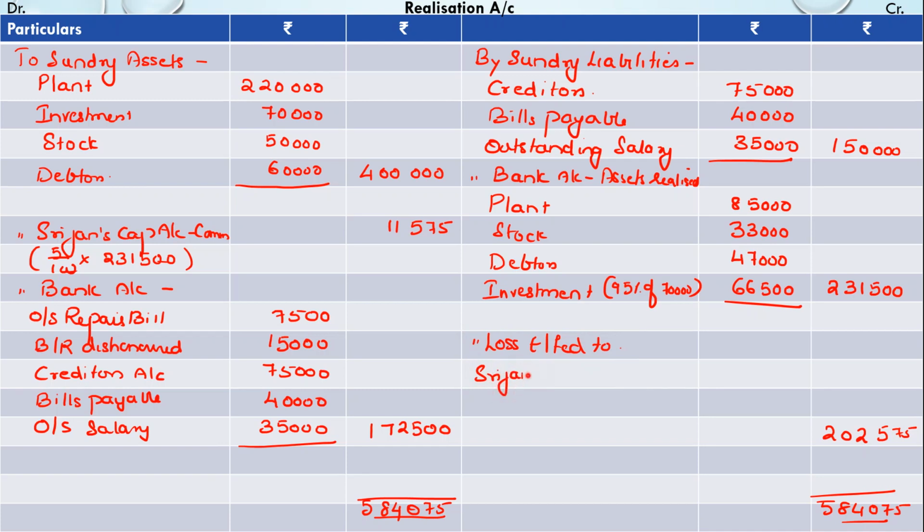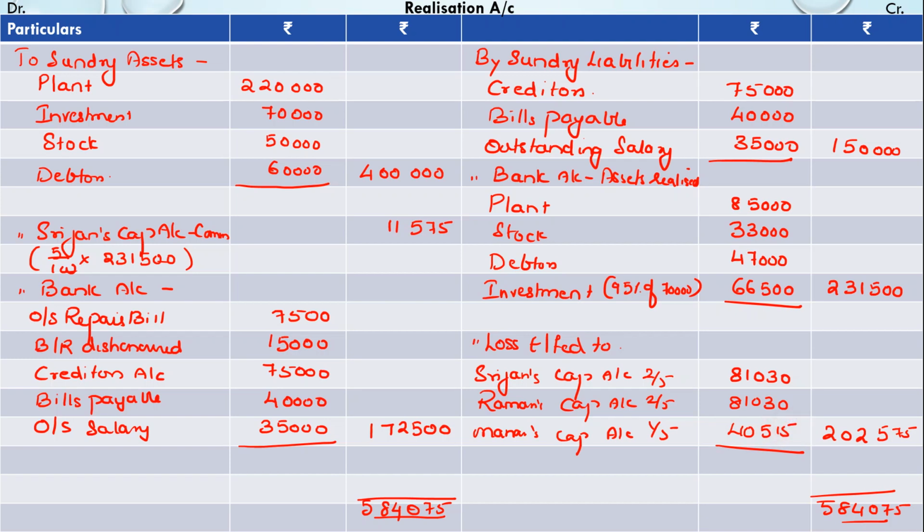So that would be by loss transferred to the partners' names, to their capital accounts. So Srijan's capital account, Raman's capital account and Manan's capital account in their profit sharing ratio. Profit sharing ratio was 2:1. So divide the 2,02,575 in that ratio. It comes to 81,030 for Srijan and Raman and 40,515 for Manan. So this is how we prepare in such simple steps the realization account.